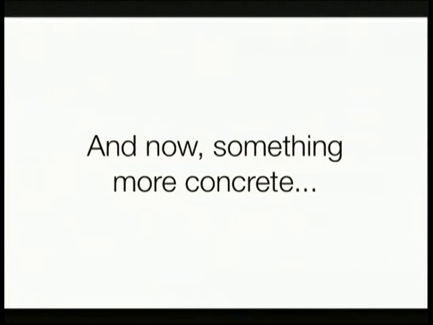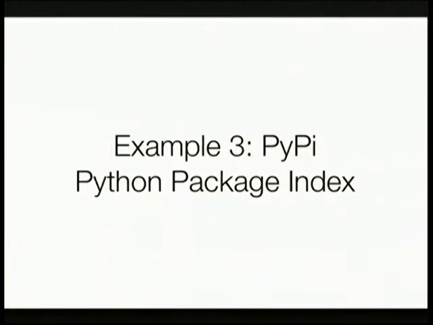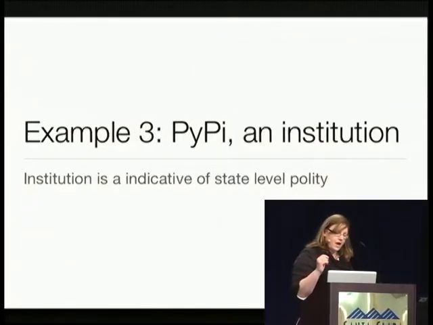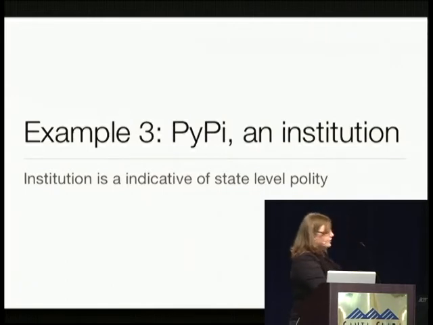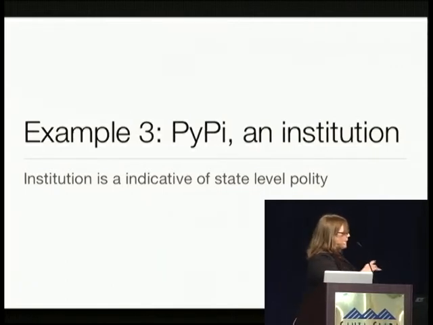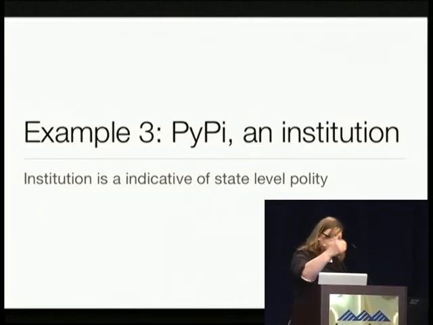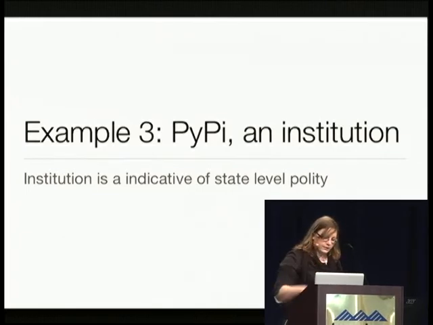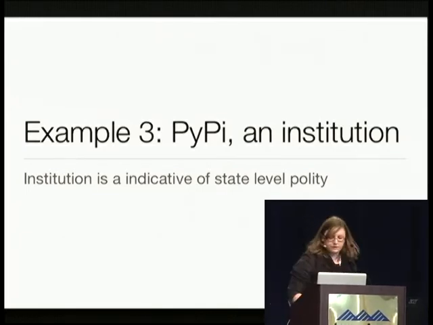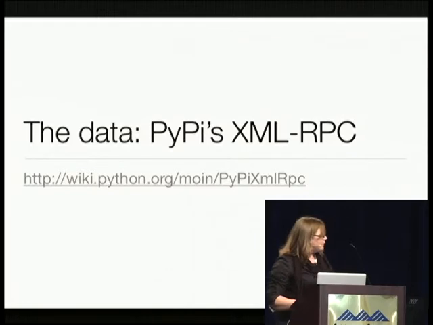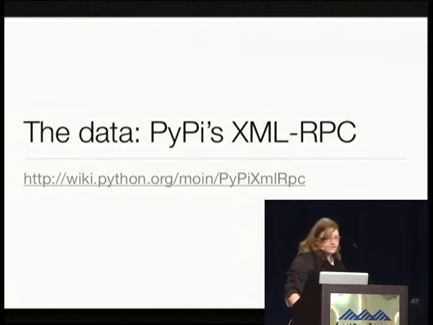So now, something a little bit more concrete, which you guys know, PyPI, the Python Package Index. So instead of comparing this as so much of a polity, it's more of an institution that is an artifact of the polity. So PyPI is my argument for why Python should be considered more of a state rather than a tribe. Because the minimal thing needed for a state was specialized institutions. So you can get the data from PyPI, everything you ever wanted, through PyPI's XML-RPC.